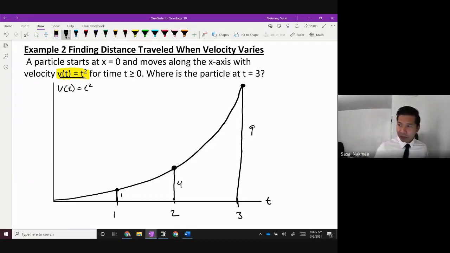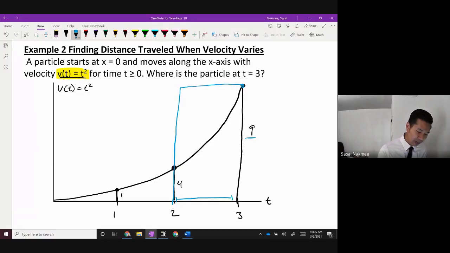If I just draw my rectangle from there, ready for this? I can kind of estimate this area. If I make my rectangle right here at this dot and I go like so, can you guys see that rectangle? It has a height of 9 and a base of 1. Can you guys see that?